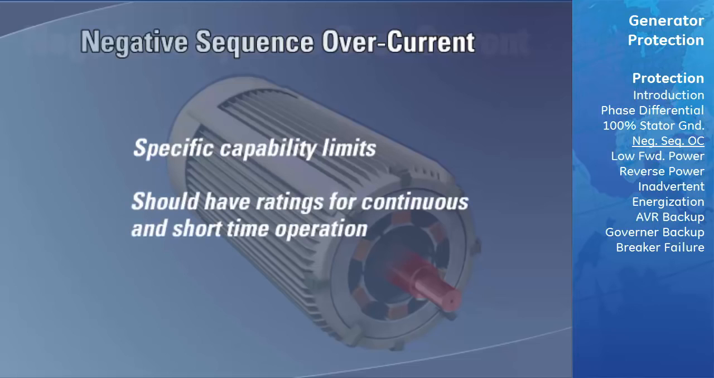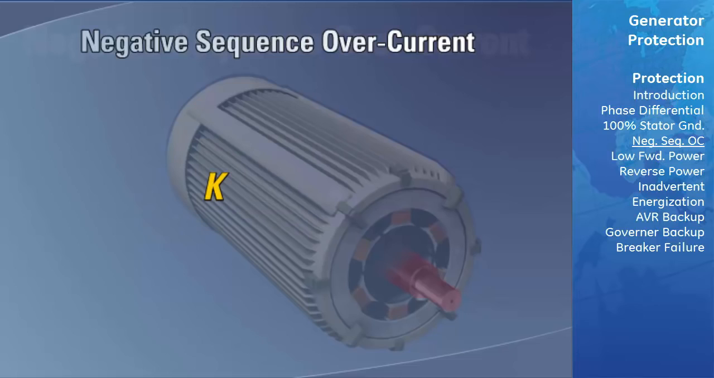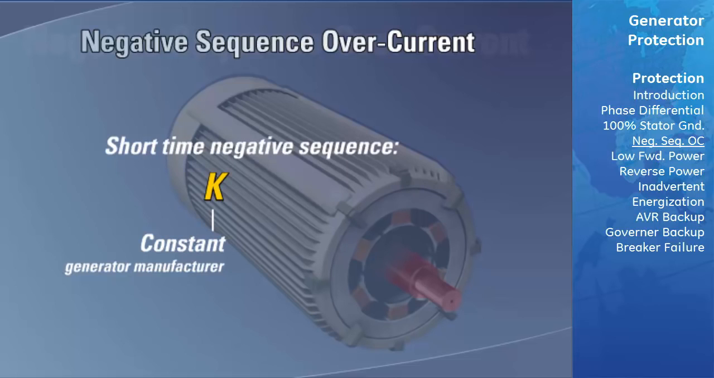A generator should have a rating for both continuous and also short-time operation when negative sequence current components are present. The manufacturer of a generator assigns a constant known as K to the generator depending on its size and design. The K constant represents the short-time negative sequence capability of that generator. K is proportional to the thermal capacity of the generator rotor.